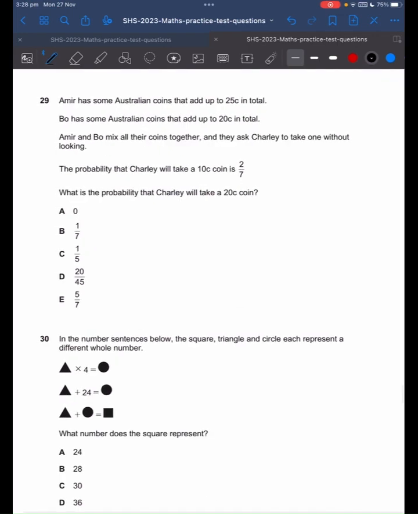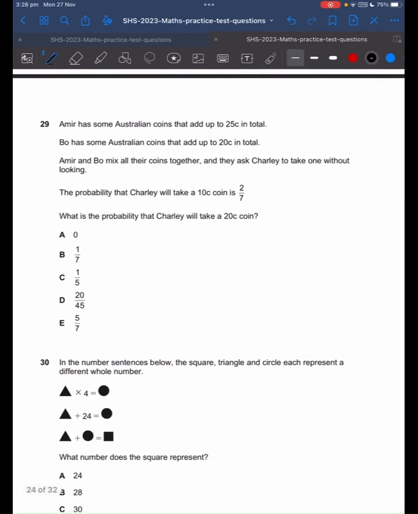Now, this question can be scary because there can be a lot of different combinations, right? But let's look at the fraction first. The fraction says 2 on 7. From here, let's make a guess that there are 7 coins altogether. If we have 7 coins altogether, and the chance of taking a 10-cent coin is 2 on 7, that means let's say we have 2 10-cent coins. If you have 2 10-cent coins, we get 20 cents, which is exactly how much Bo has.